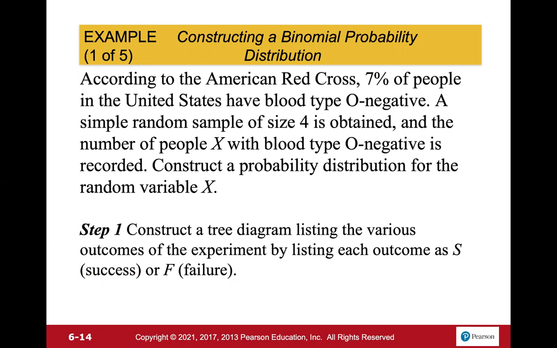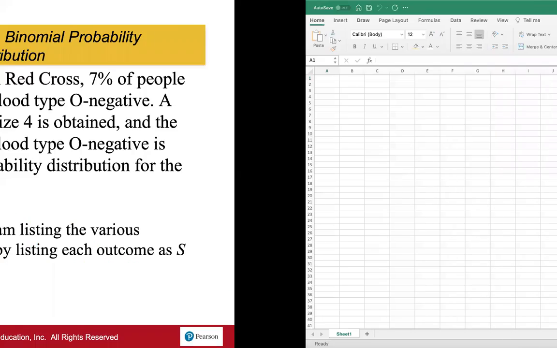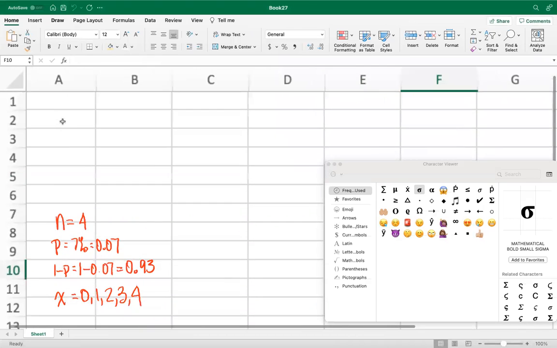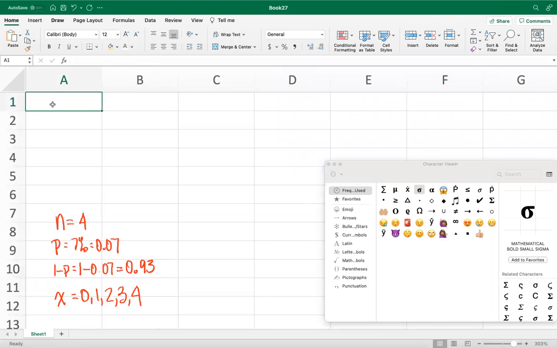Let's do this the way that we would have in the past. So looking at this, let's take a look at how we could do this. We could have the probability of 0 O negative. So this is going to equal, all right, let's write some of this stuff down.